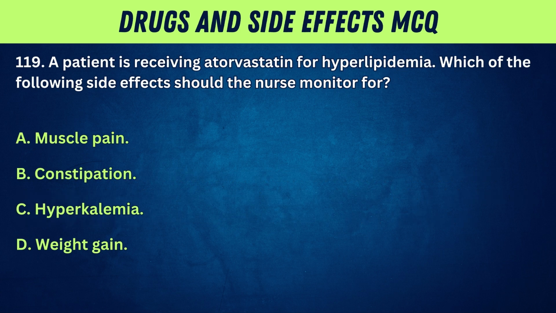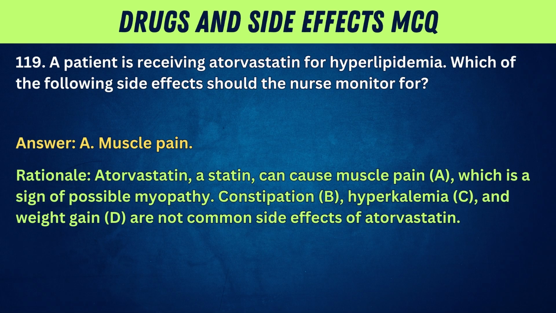119. A patient is receiving atorvastatin for hyperlipidemia. Which of the following side effects should the nurse monitor for? A. Muscle pain. B. Constipation. C. Hyperkalemia. D. Weight gain. Answer: A. Muscle pain. Rationale: atorvastatin, a statin, can cause muscle pain, A, which is a sign of possible myopathy. Constipation, B, hyperkalemia, C, and weight gain, D, are not common side effects of atorvastatin.